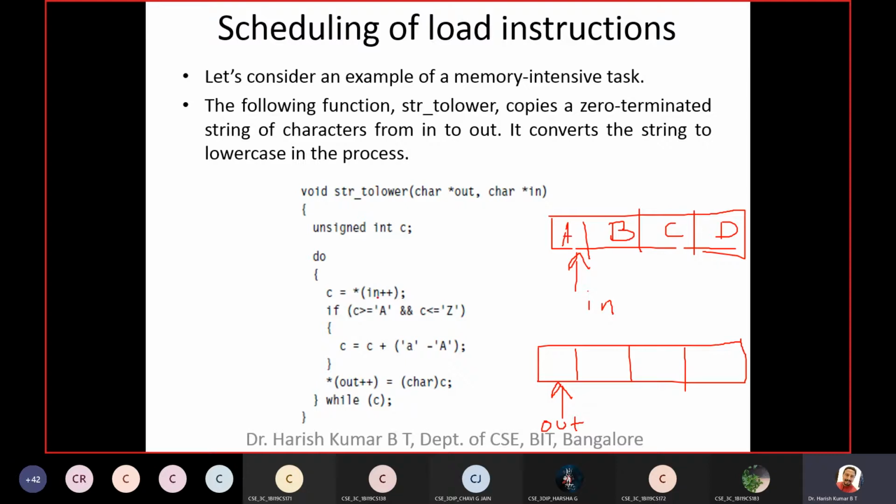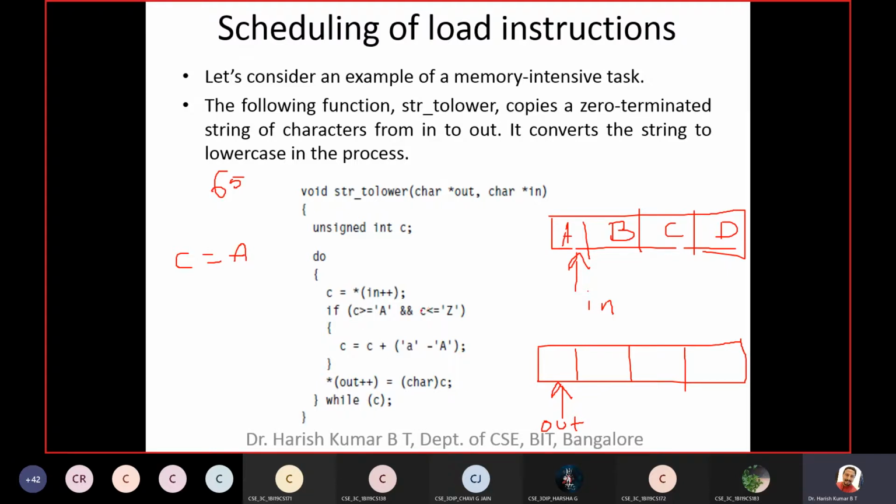So you can see here, I'm reading the character to which in is pointing and assigning it to c. c gets A now. Now what I'm checking is whether c is greater than or equal to uppercase A written inside the single quote. Inside the single quote, it takes the ASCII value of A. The ASCII value of uppercase A is 65. Now c is also 65, so 65 is greater than or equal to 65.